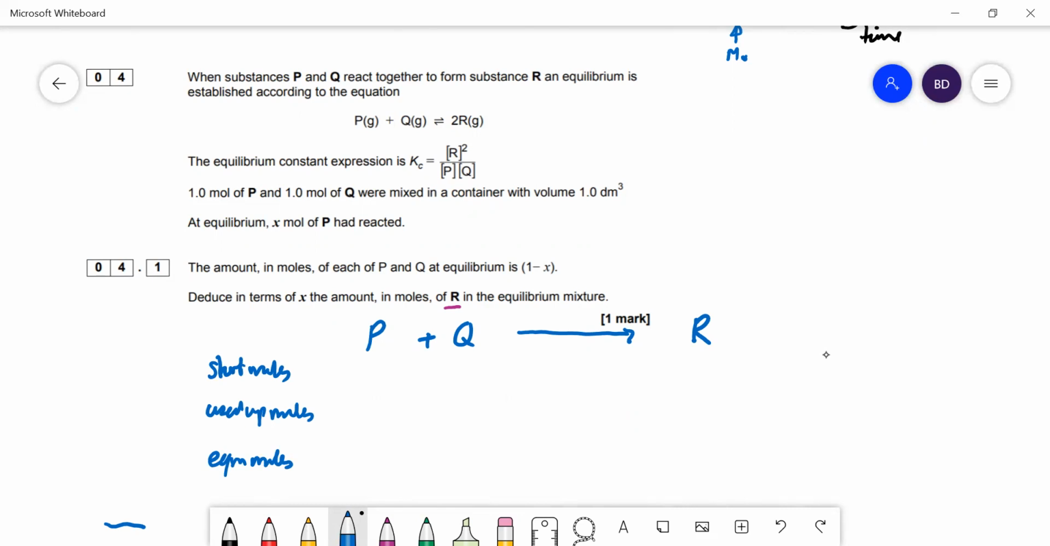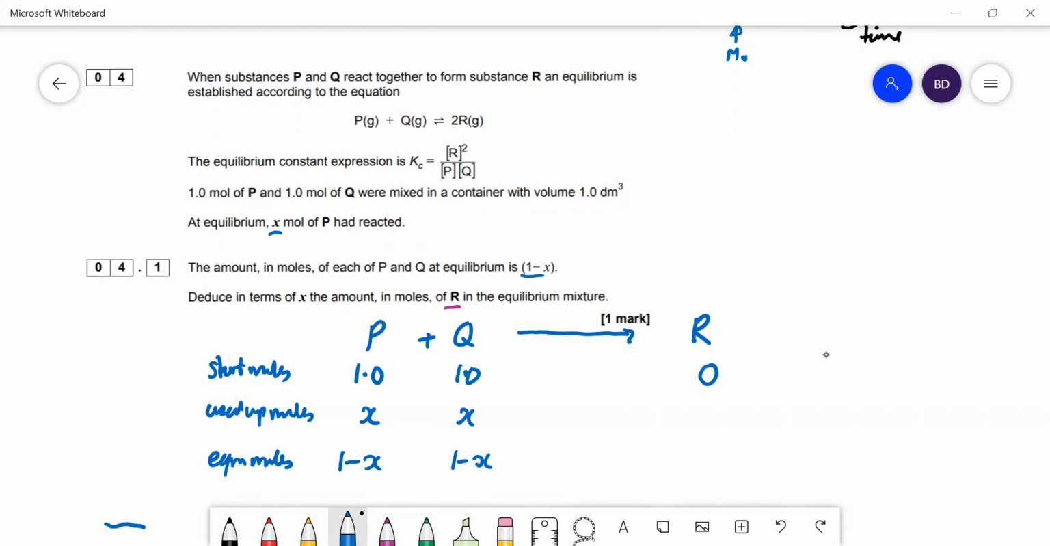So it tells us we start off with 1 mole of P and 1 mole of Q, and we've got 0 R. And it says at equilibrium, X of P have been used up. So we've used up X of P, which means we must have also used up X of Q. So how much P have we got left over? Well, it's going to be 1 minus X, and 1 minus X of Q.